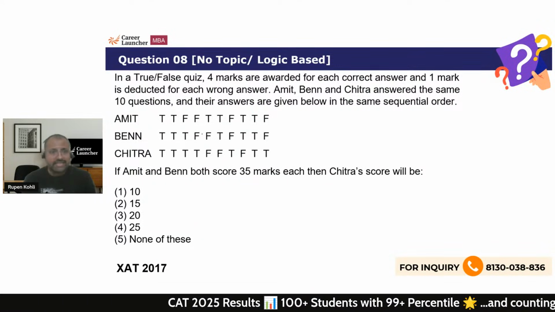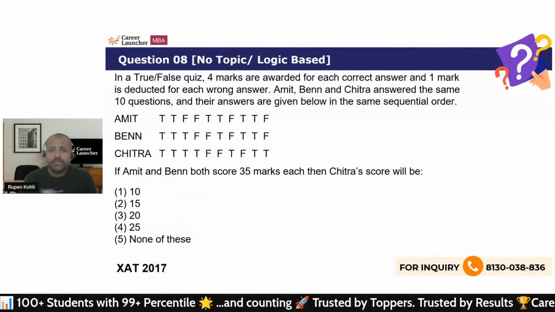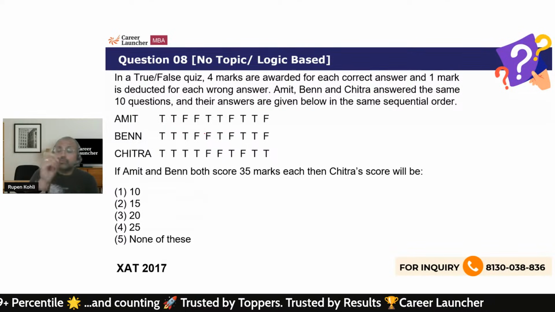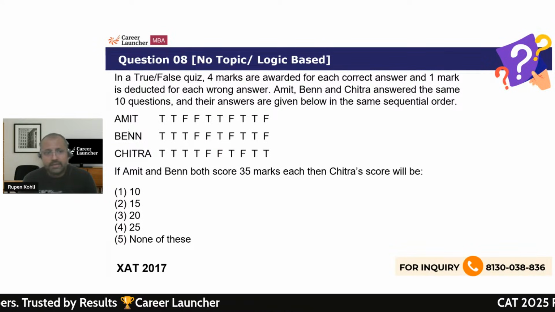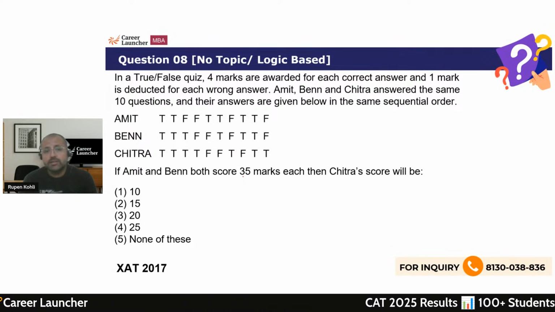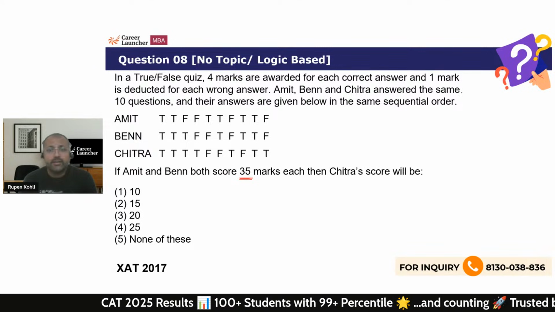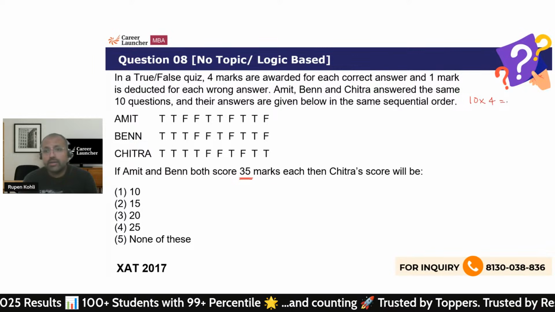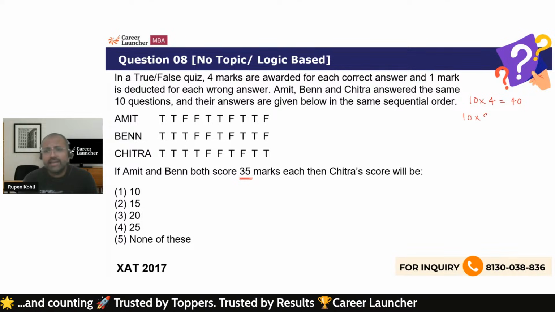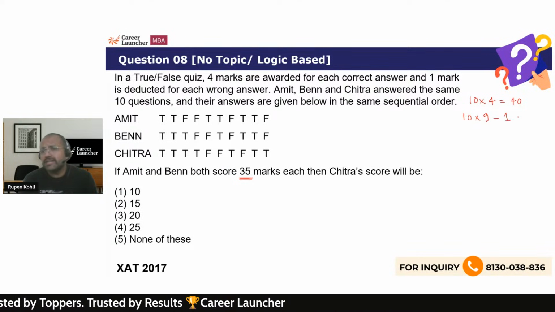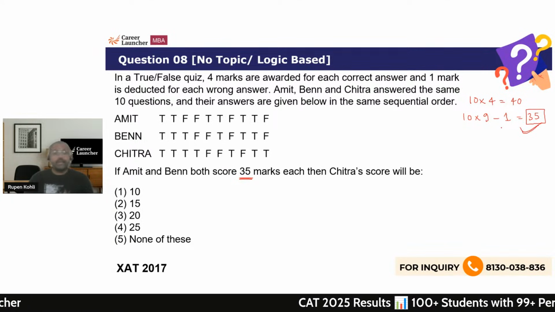Interesting. So we have the answer key of all the 3 students for the 10 question paper with plus 4, minus 1. It's a true false quiz, right? So your answer is true or false. And Amit and Ben both have scored 35. Now think about this. For getting 35 marks, how many correct, how many wrong? All correct would have given 10 into 4, 40. This is 35, so looks very close. 10 into 9 would have been 36, and 1 wrong, minus 1, would exactly be 35. So 35 means you have got 9 correct, 1 wrong.